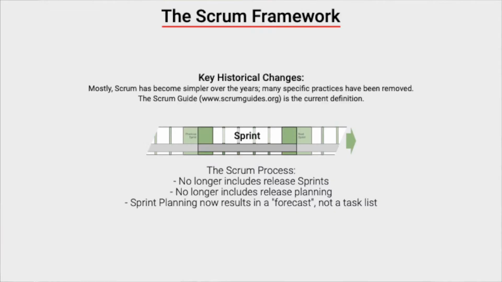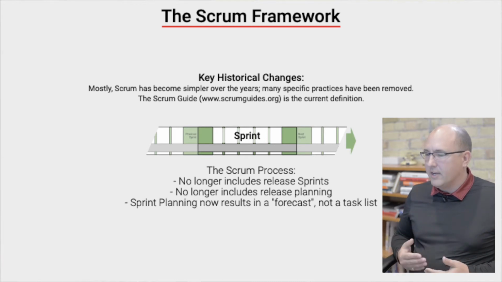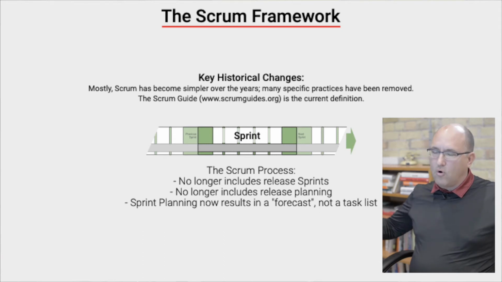There are some process changes as well. The Scrum process no longer includes release sprints. When I took Scrum training, release sprints were still a part of it. And the idea was very simply that you do, usually 4 or 5 sprints, then you do a special kind of sprint to kind of clean up and prepare everything for actual release.